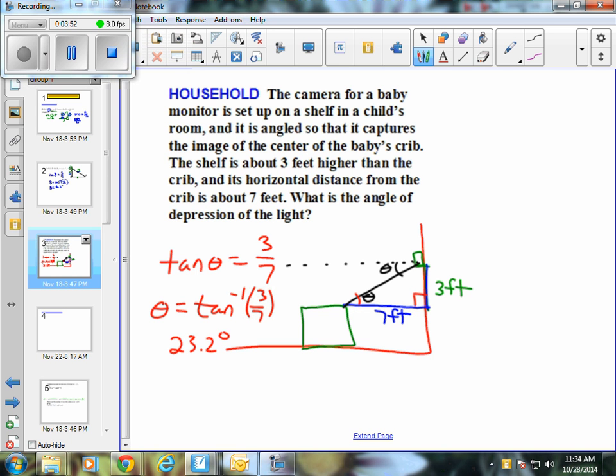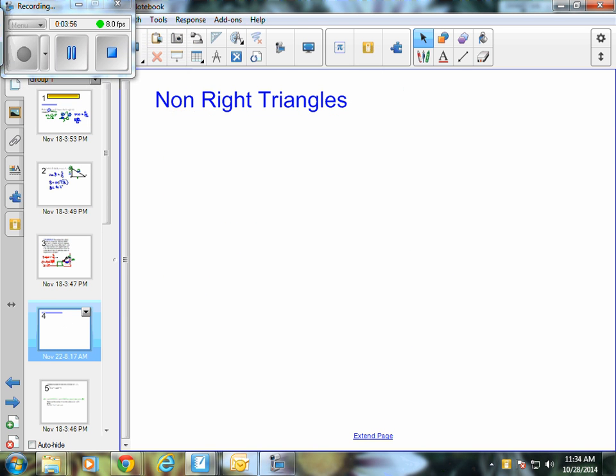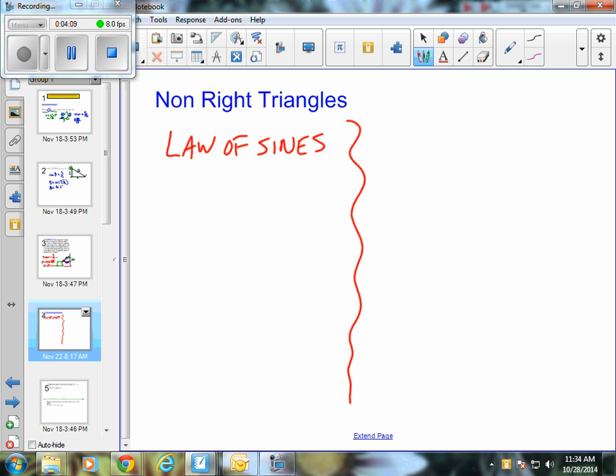So just double check and make sure that's something you can get. Right triangles, make sure you can draw those pictures. Okay, non-right triangles. We have a whole bunch to talk about here. I'm just going to run through the different cases for each one. Let's talk about law of sines first, and then we'll figure out law of cosines second. So we'll split this up here.